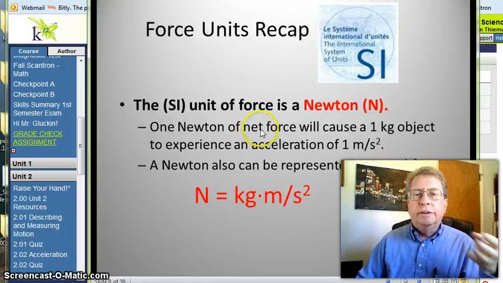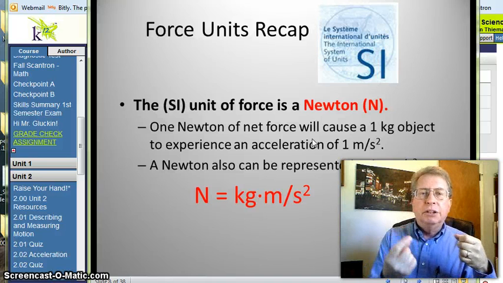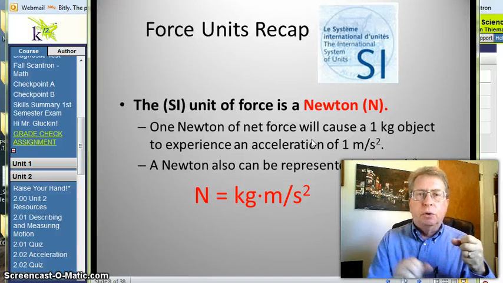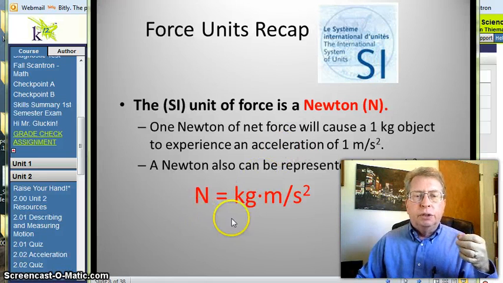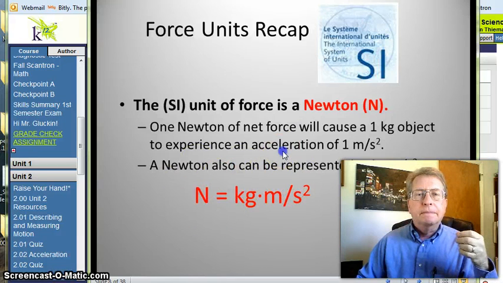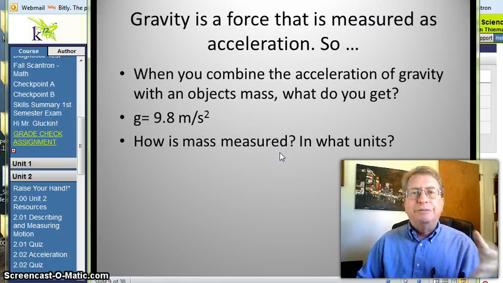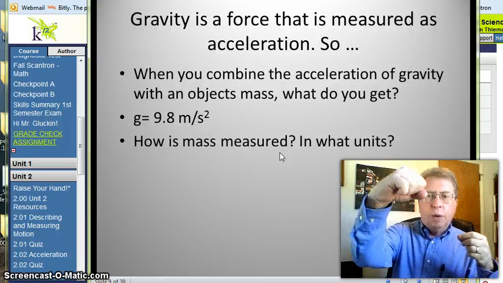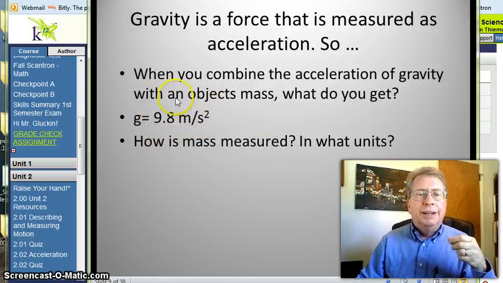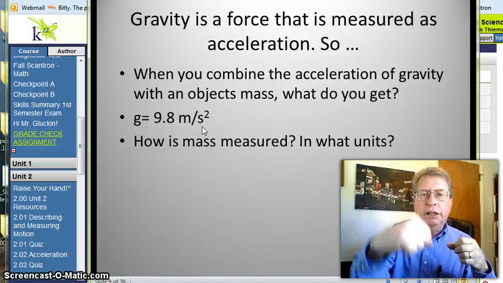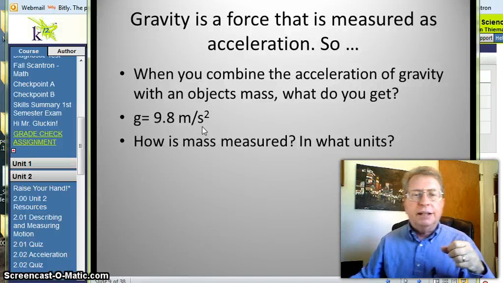So 1 Newton of net force causes a 1 kilogram object to experience an acceleration of 1 meter per second squared. That means it'll speed up or slow down 1 meter per second every second. And you can also represent it with this formula here. Now, gravity itself is a force that can be measured as acceleration, because when something is falling, it's always accelerating, and it's falling on Earth with an acceleration of, and this is gravity here, 9.8 meters per second squared. So every second it's falling, it's speeding up by 9.8 meters per second.